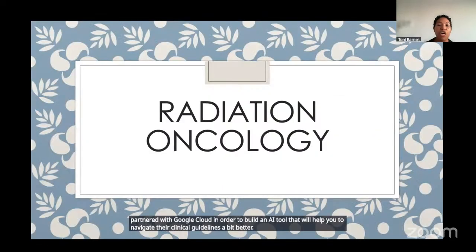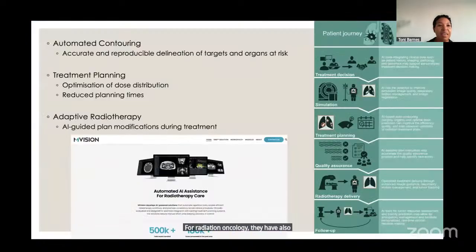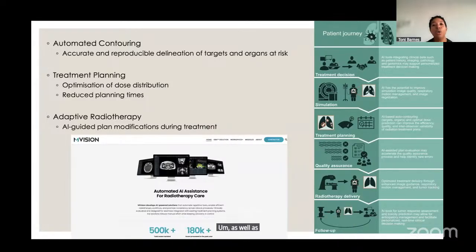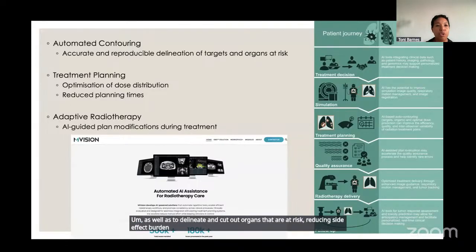For radiation oncology, they have also been affected. The AI has been used for automatic contouring, and this can allow for more accurate delineation of tumor targets, as well as to delineate and cut out organs that are at risk, reducing side effect burden. It helps with treatment planning.